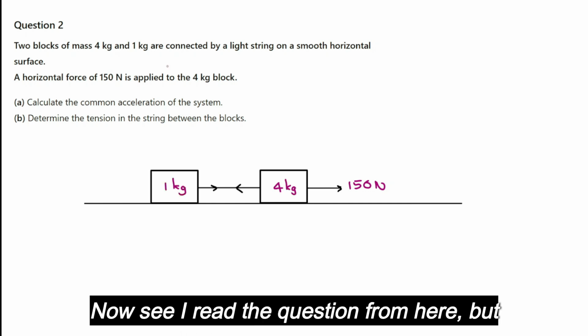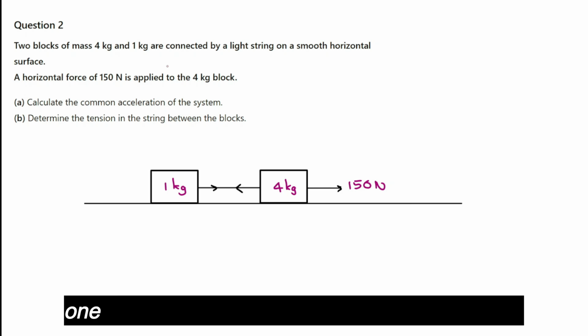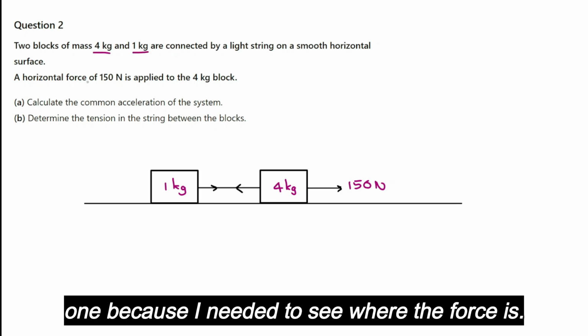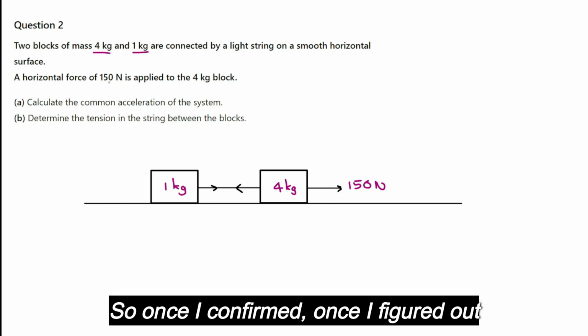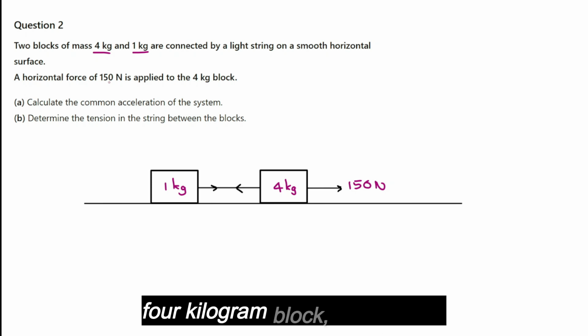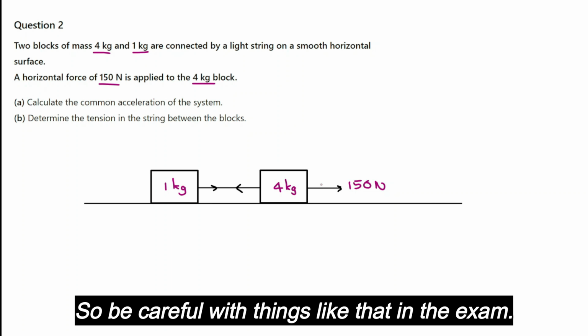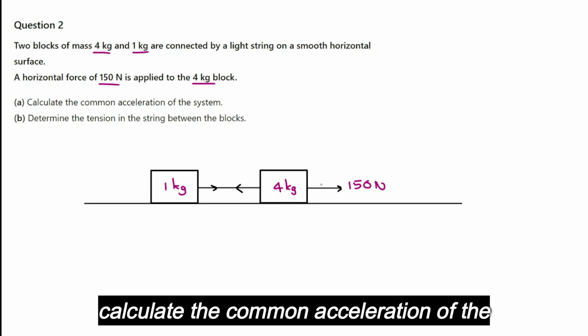See, I read the question from here, but I didn't directly label it as 4 and 1 because I needed to see where the force is. So once I figured out that the horizontal force is applied to the 4 kilogram block, I'd mark the masses. So be careful with things like that in the exam. Calculate the common acceleration of the system.